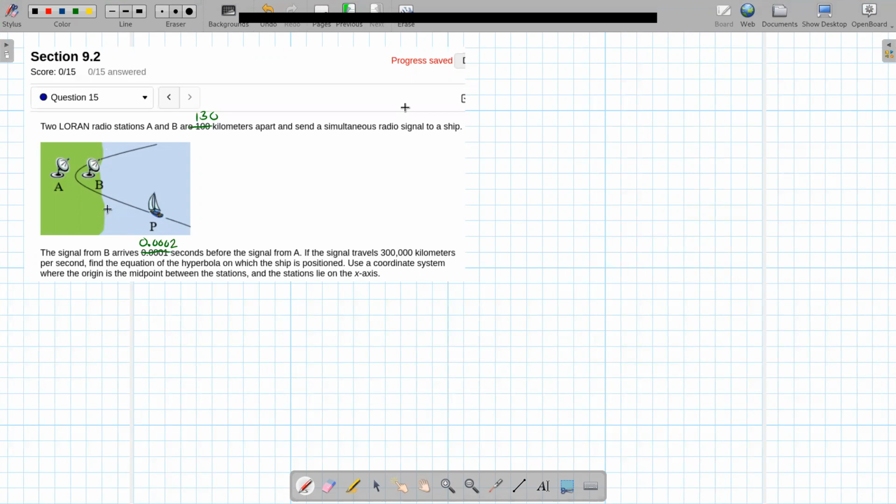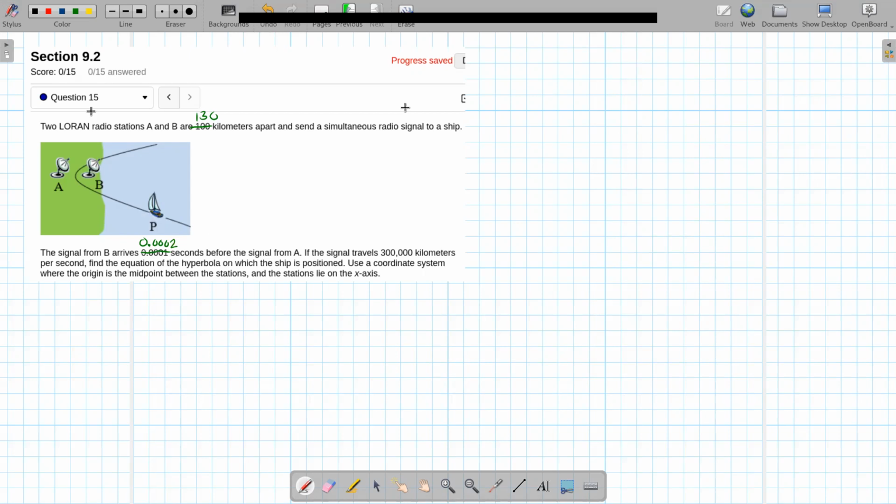All right, so A and B are 130 kilometers apart. We have a signal from B that arrives two ten-thousandths of a second before the signal from A. So B gets there first. So B is obviously closer.